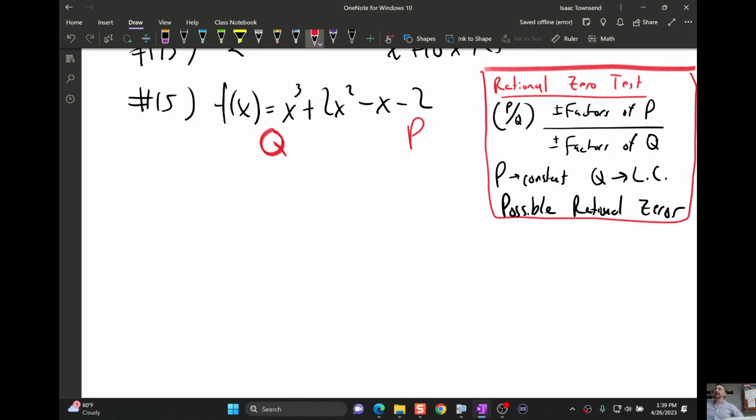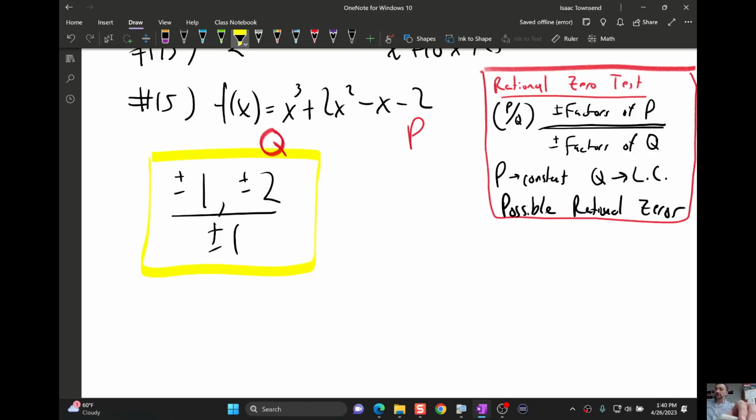Now it doesn't really matter that this is -2 because we do plus or minus anyway. So remember, factor just means something that goes into it evenly. So the factors of 2 would be 1 and 2, but we're going to do plus or minus each of those, divided by plus or minus all the factors of Q, the leading coefficient, which is 1. The only number that goes evenly into 1 is 1. So that's what they're looking for as an answer here. These are not hard questions to answer, but if you don't know what it represents, it's not really useful.